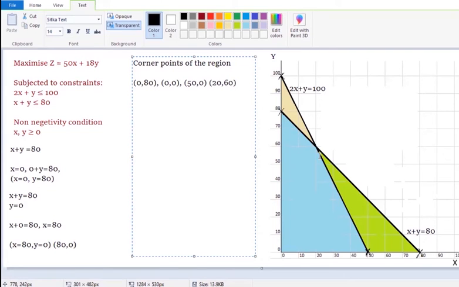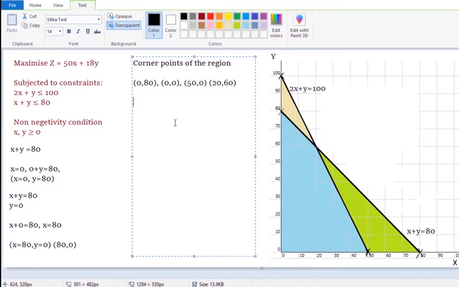If you cannot make out whether it is 20 or 21, 60 or 61, what you need to do is solve these 2 equations. See, these are 2 lines. This is the line x plus y equal to 80. And this is the second line 2x plus y equal to 100. So these are 2 lines, and I have to solve them. How do I solve this? I will just show you.